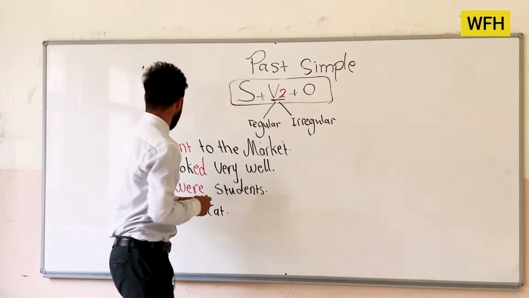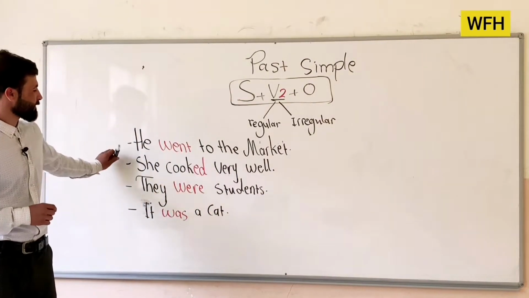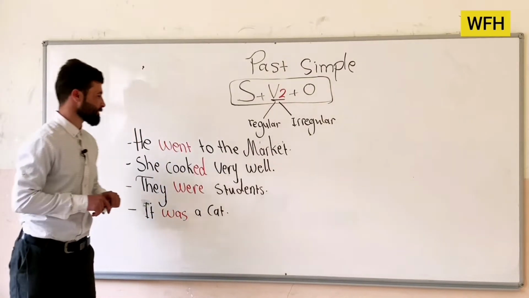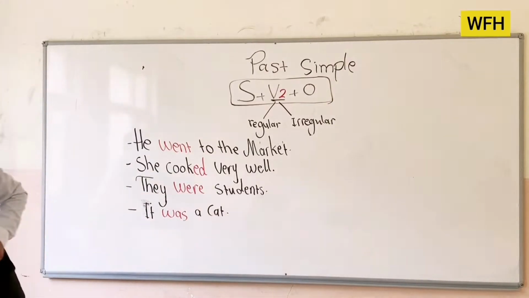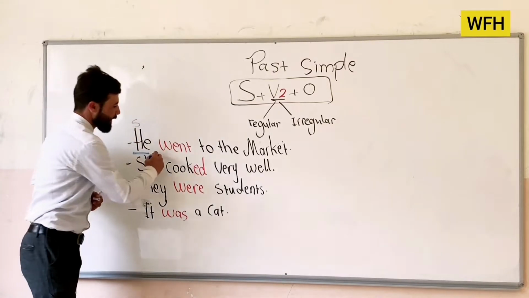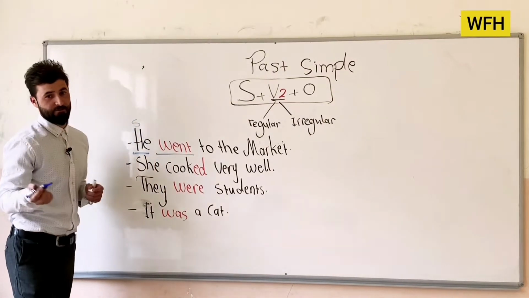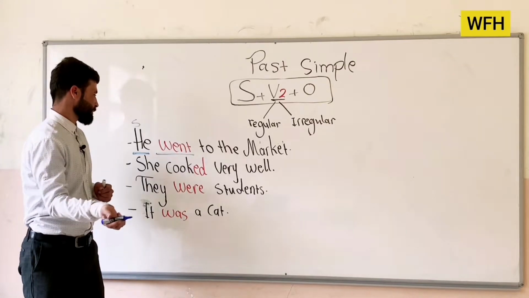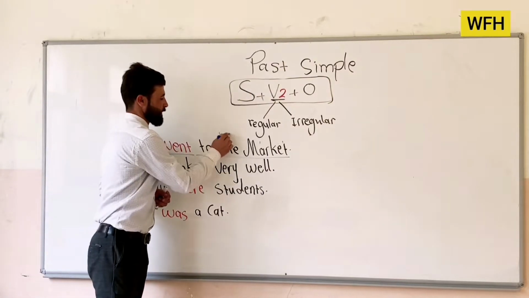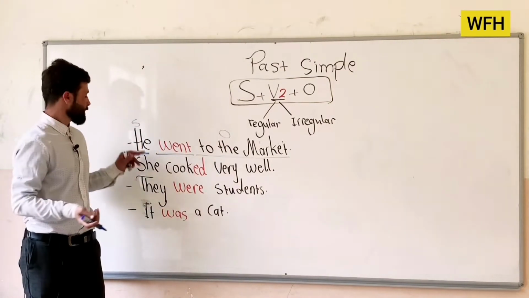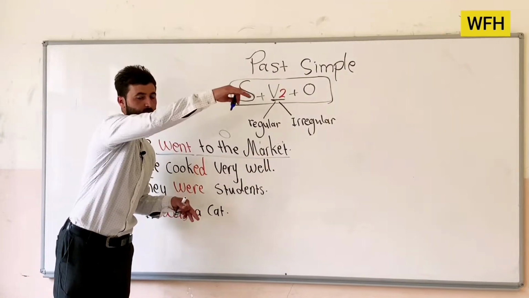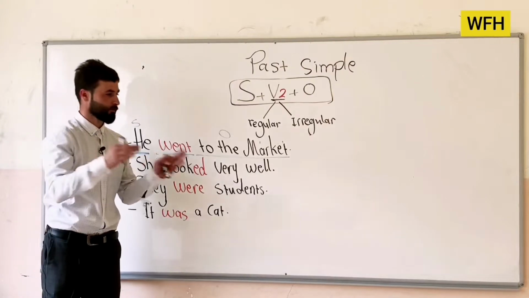Okay, let's go through some examples here. What do we have? He went to the market. You see what we have here? We have the subject. Went is the verb, the past verb. And to the market all together is going to be the object, or we can say complement. He went to the market, which means that he is not here. He went to the market.